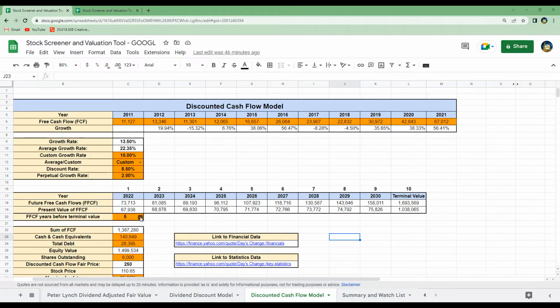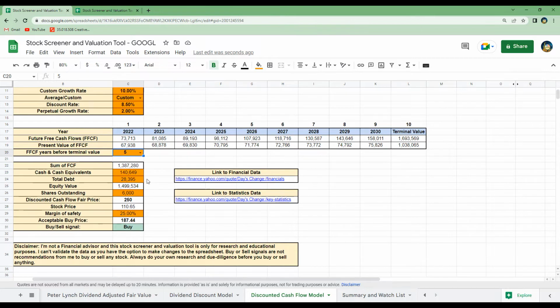And down here we have the option to choose how many years into the future we would like to predict the future free cash flows before we add the terminal value. You can here choose between 5 and 9, and I've chosen 5 to be a bit conservative, taking the current world economic situation into consideration.